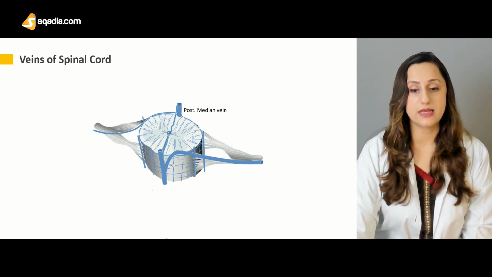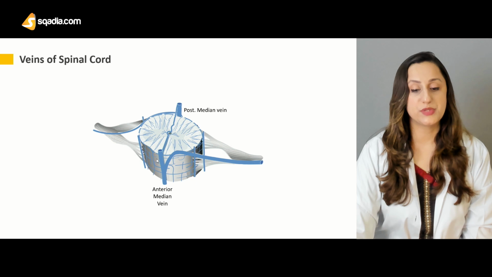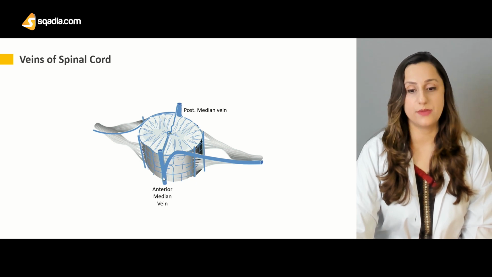So this is how it looks like. This is the anterior median vein, and then we have this posterior median vein. And then there are obviously the drainage points that are going to enter directly or indirectly into these particular anterior as well as the posterior median veins over here.